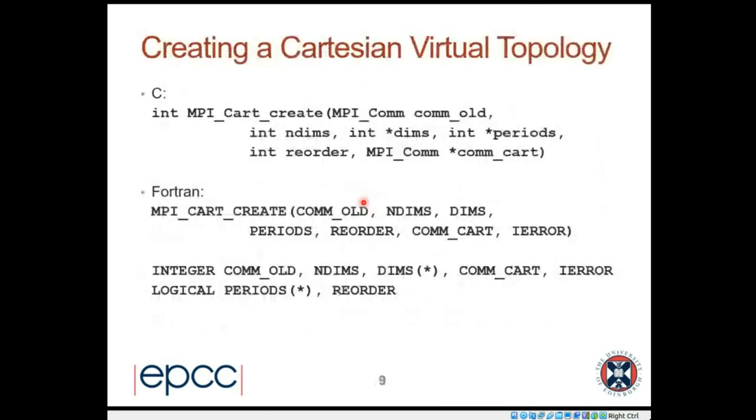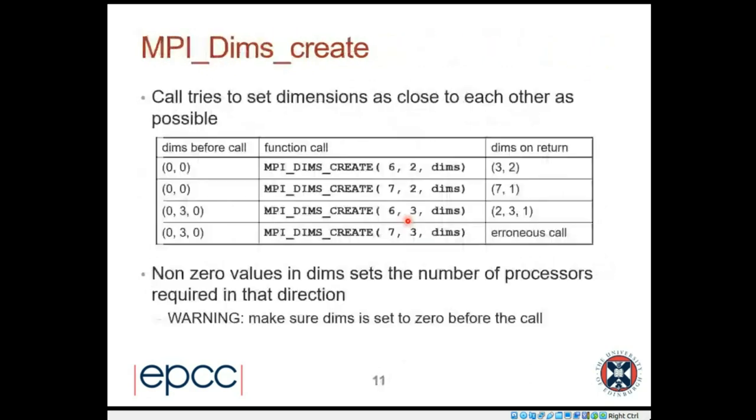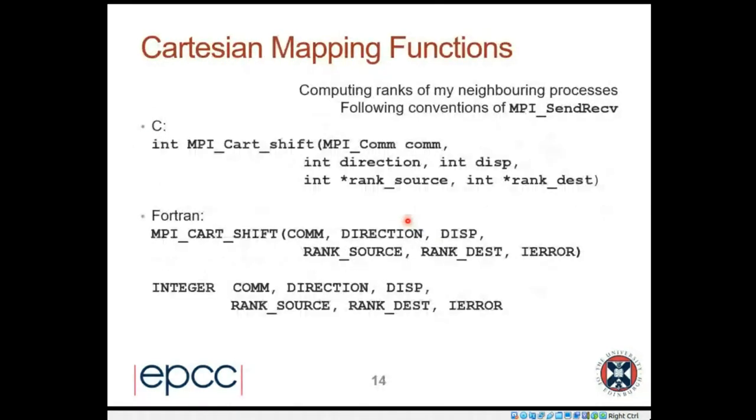So if I was rank 6 and I did MPI_Cart_shift of direction 0, so that's the first direction, the way it's drawn here, that's up and down, displacement 1, then it would say your neighbor down is 2 and up is 10. So you get 2 and 10. And if you did it this way, you get 5 and 7. You can ask your next nearest neighbors if you want, but you're normally asking for displacement 1, and it gives you source is the person to the left, down the way, and dest is the person to the right, up the way. That gives you your neighbors in a single call.